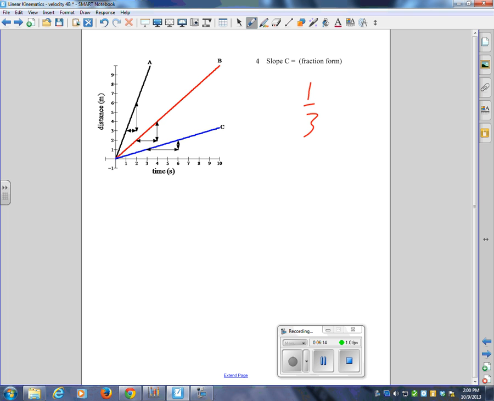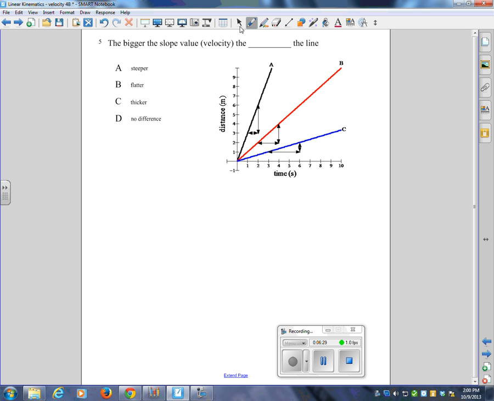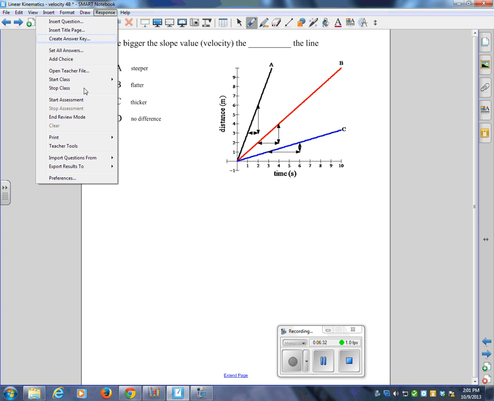1 over 3. How did we get that? Here's the rise over run. It's going to be 2 minus 1 all over the run here, 6 minus 3, 1 over 3, or a third of a meter, 1/3 of a meter per second. Okay, easy stuff. Here's one more thing. I've already given you a hint to this one.